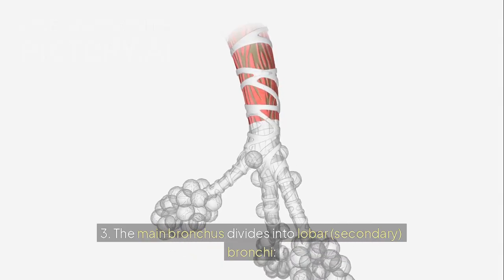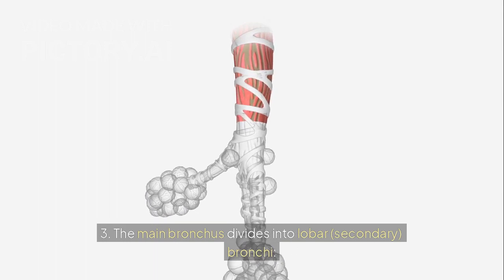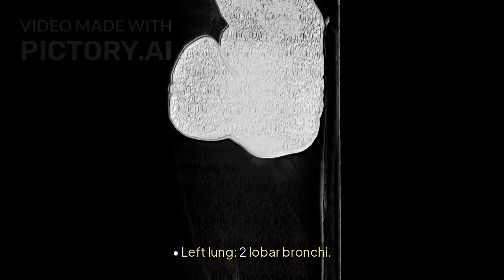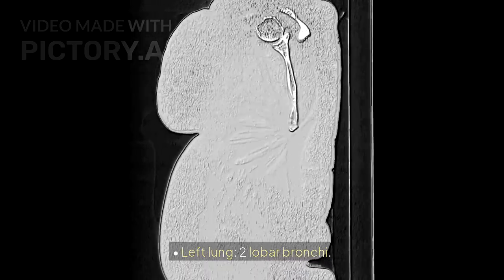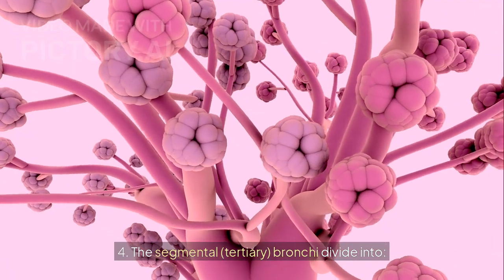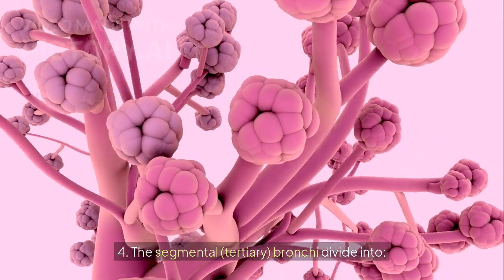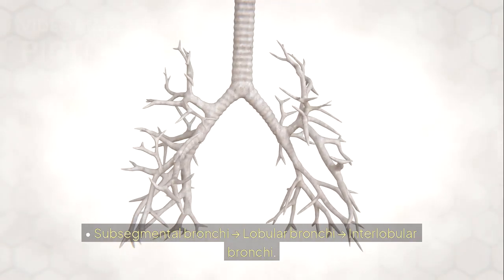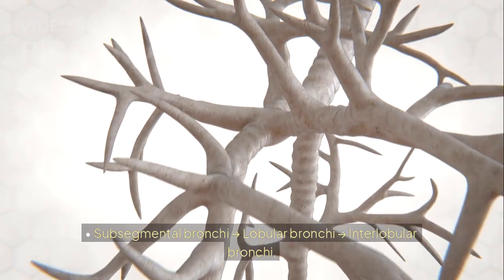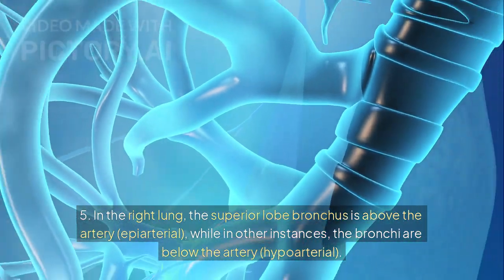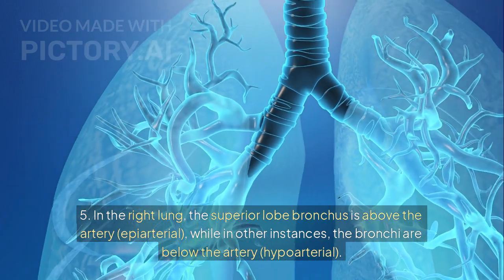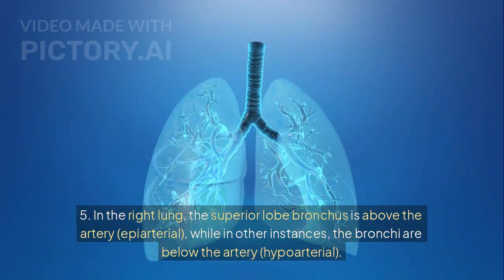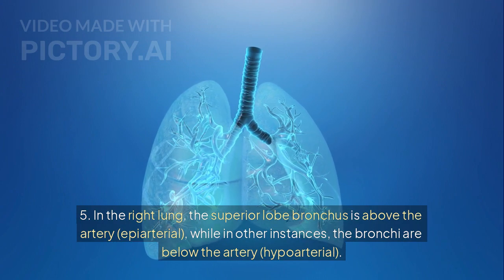3. The main bronchus divides into lobar, secondary, bronchi: right lung, 3 lobar bronchi. Left lung, 2 lobar bronchi. 4. The segmental, tertiary, bronchi divide into subsegmental bronchi, then lobular bronchi, then interlobular bronchi. 5. In the right lung, the superior lobe bronchus is above the artery, epiarterial, while in other instances, the bronchi are below the artery, hypoarterial.